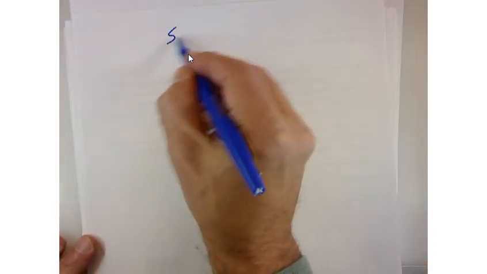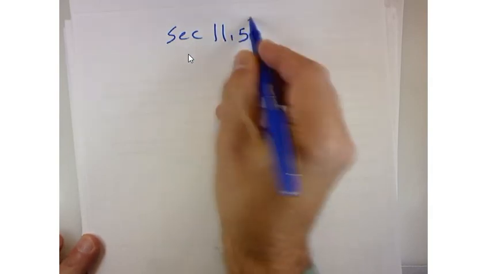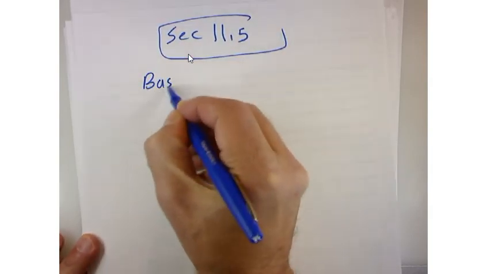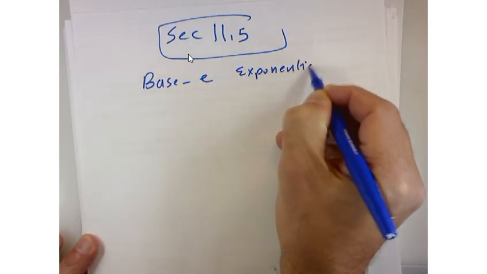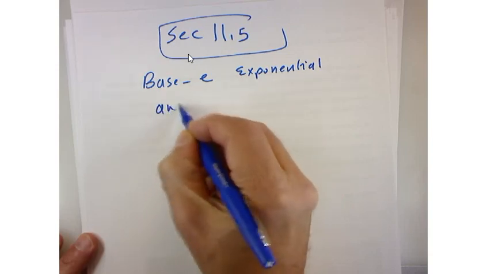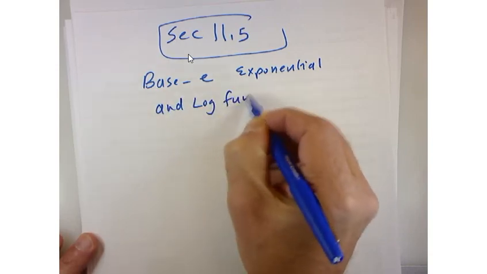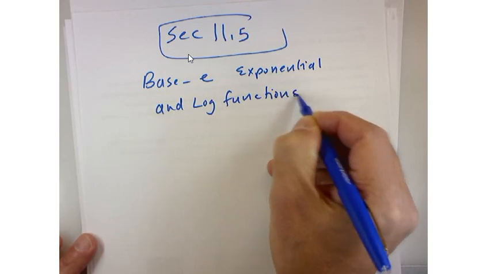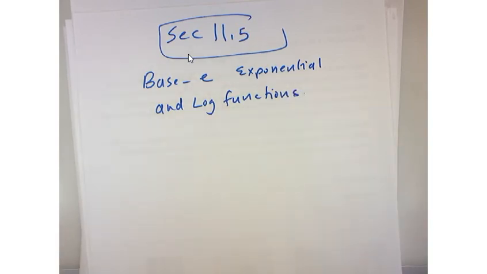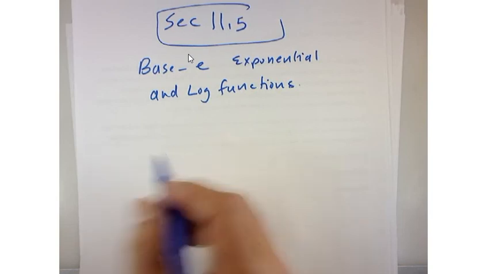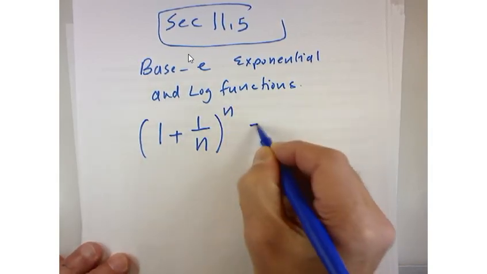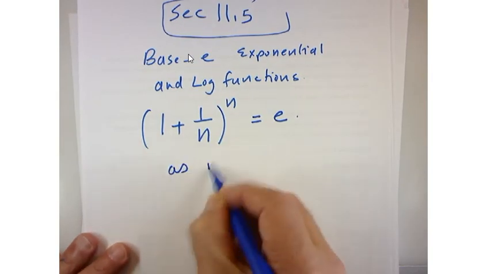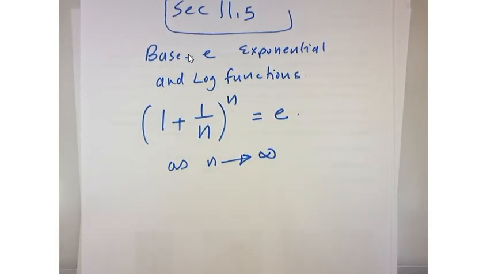Okay, so now I'm gonna go over section 11.5, which is base e exponential functions and log functions. So basically, if you do 1 plus 1 over n to the power n, that equals e as long as n is extremely large. You can check that on your calculator.